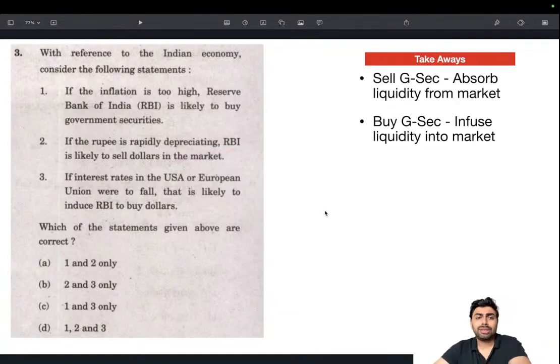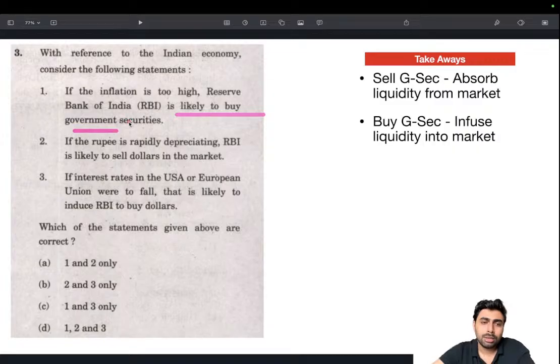Moving on. Next question. This is a classic question that UPSC was asking and is asking and will ask. So master this thing: G-secs and inflation. It's a very simple thing, so just get it right away, right now itself. If inflation is too high, the Reserve Bank of India is likely to buy government securities. So if inflation is high, RBI is going to do something with government securities, and there are only two options: either it's going to buy the securities or it's going to sell the securities.